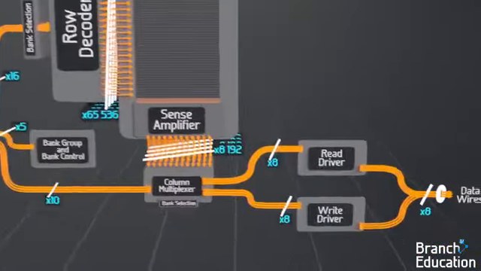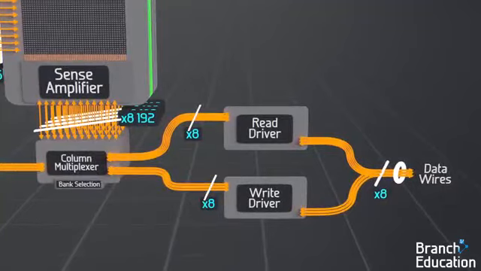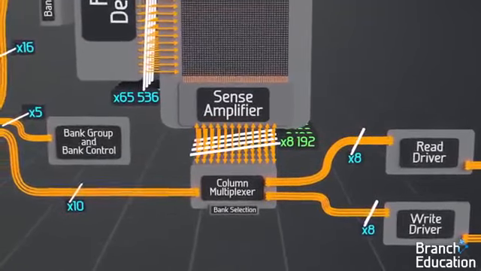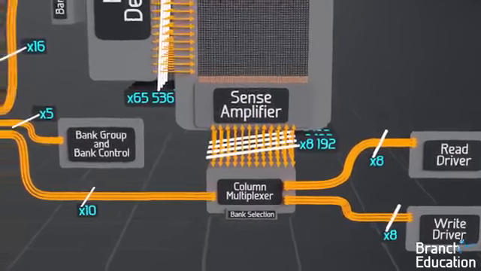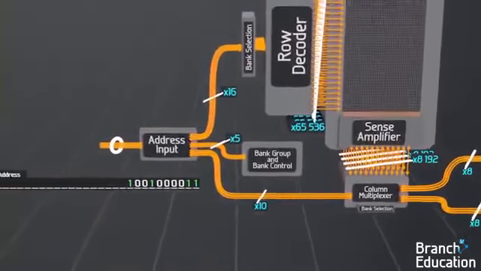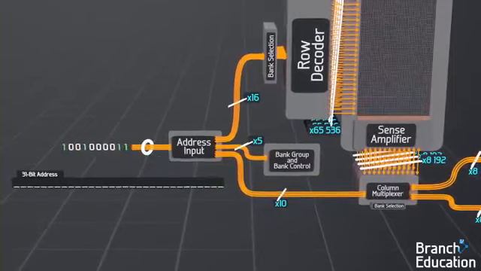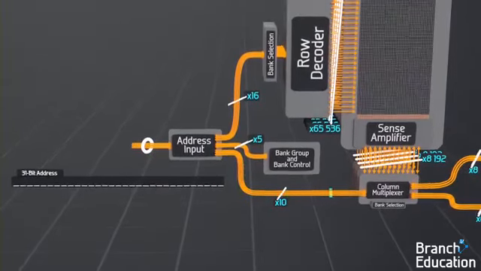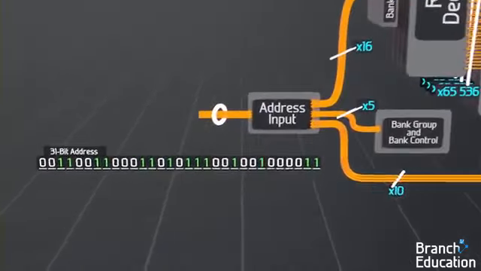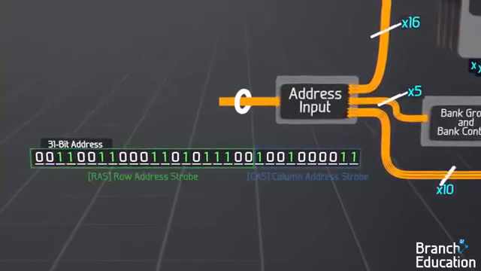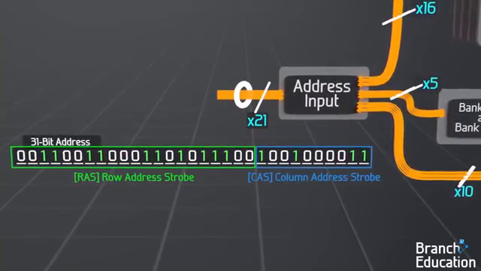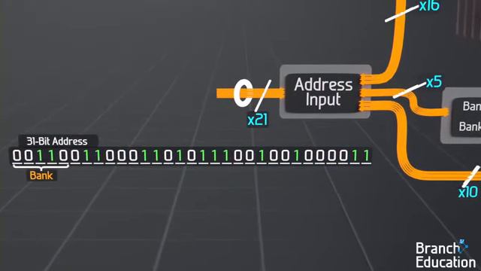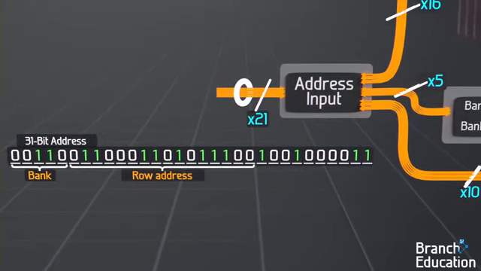Because this chip reads or writes 8 bits at a time, the 8,192 columns are grouped by 8 memory cells, all read or written at a time, and thus only 10 bits are needed for the column address. One optimization is that this 31-bit address is separated into 2 parts and sent using only 21 wires. First, the bank group, bank, and row address are sent, and then after that the column address.